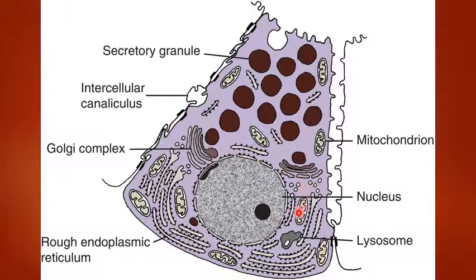You can see there is numerous rough endoplasmic reticulum present just lateral to the nucleus, and you can see the granules present in the cytoplasm of these serous cells. These granules are zymogen granules, and they are one of the characteristics of serous cells, as these granules are not present in the mucous cells.